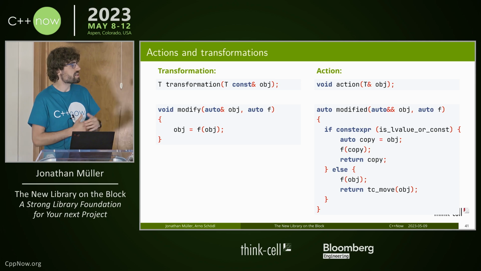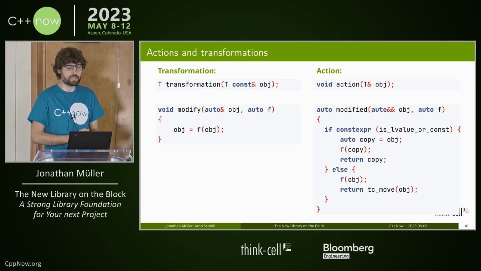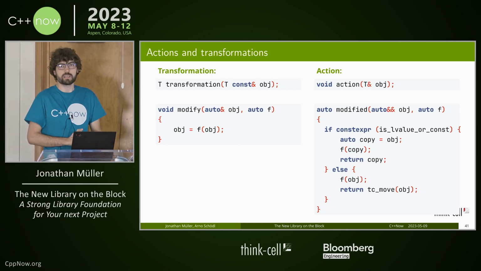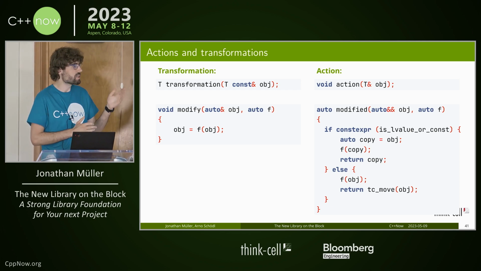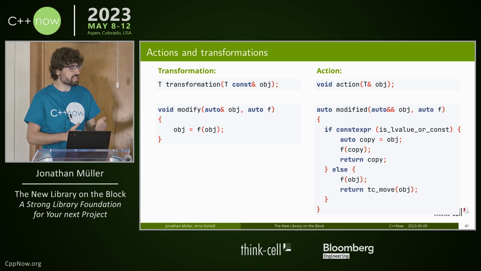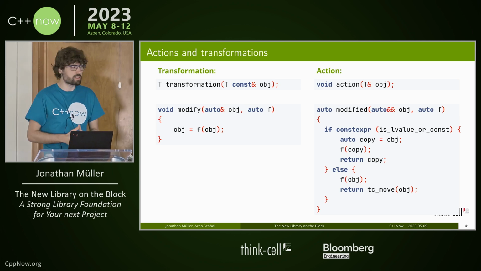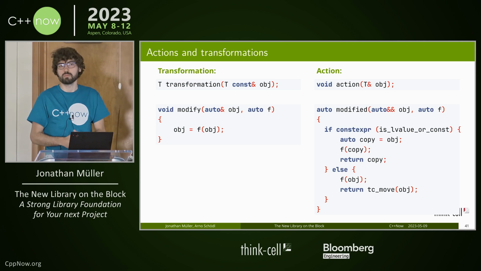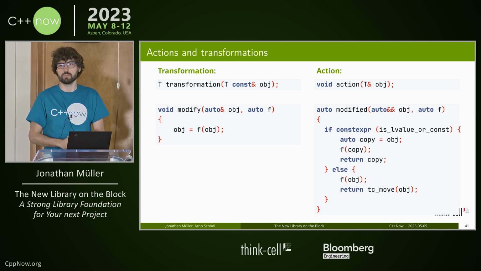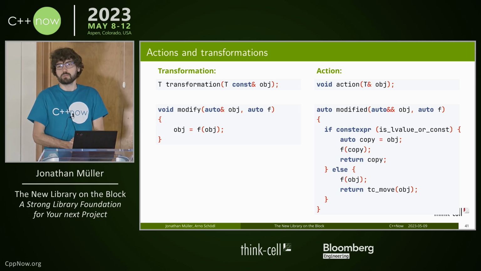For example, modify takes a transformation and turns it into an action by just applying it and assigning it again, whereas modified takes an action and turns it into a transformation by doing a copy, changing the copy and returning the result. As an optimization, if modified is passed an R-value reference, we allow it to steal the result, so we don't need to do the copy and can just return the object unchanged. Now, both of those are convenient in different situations. Sometimes you want a transformation, sometimes you want an action.